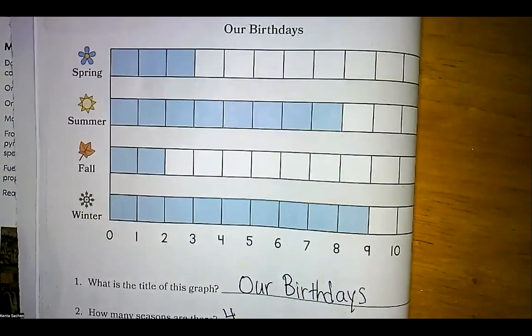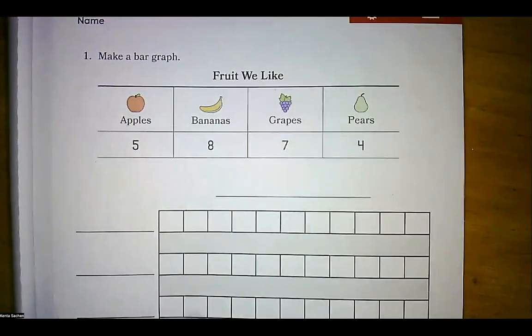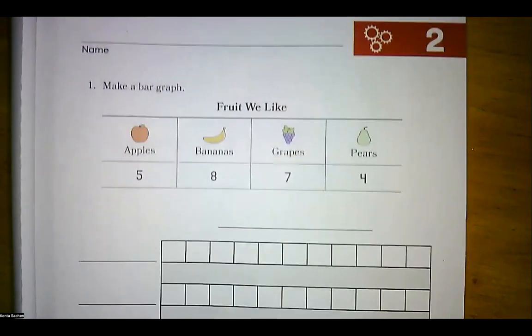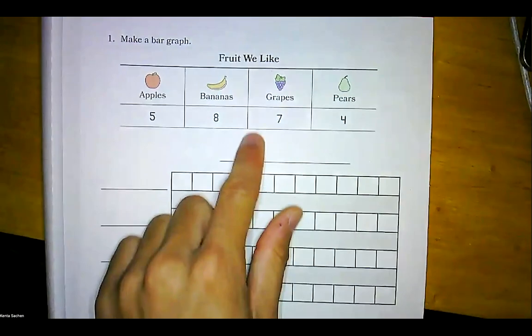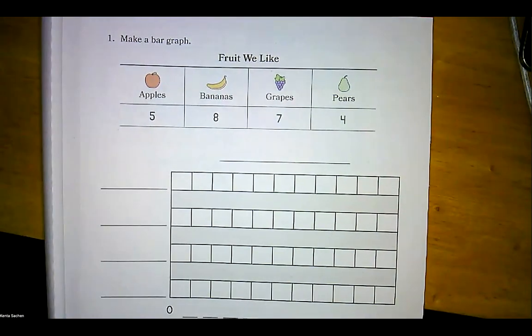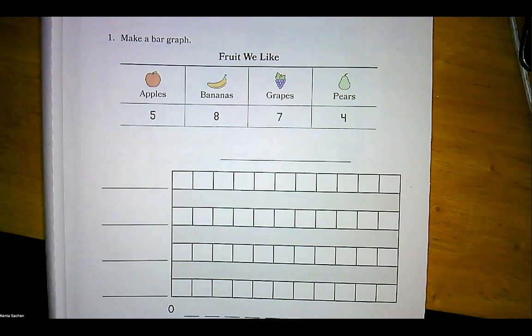Okay, now it's time to get a little bit of practice in them. So turn to our next page. Okay, that says fruit we like. So we're going to make a bar graph about the fruit we like. So what would be a good title here? Maybe discuss with your partner for a second. What would be a good title to put?